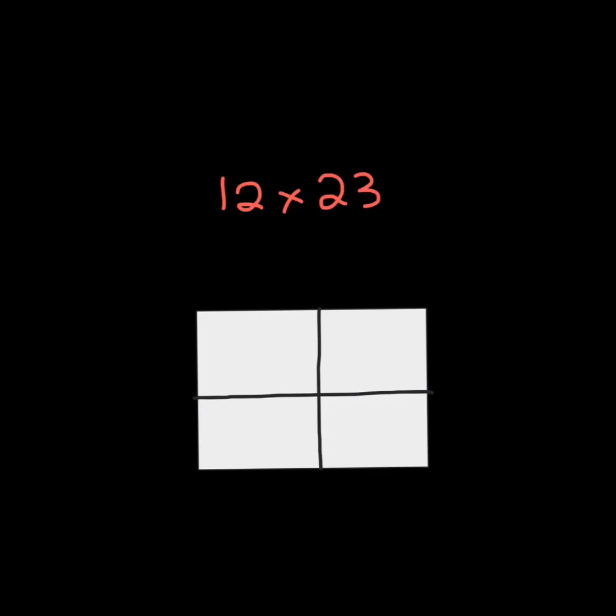So for the number 12, we're going to have 10 and 2, because 10 plus 2 is 12. And for 23, we're going to have 20 and 3, because 20 plus 3 is 23. We are then going to multiply the numbers inside each of the four squares. So I'll start with this box right here, and I'm going to go 20 times 10.